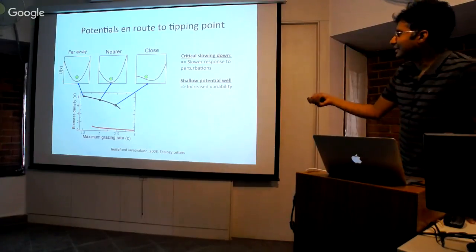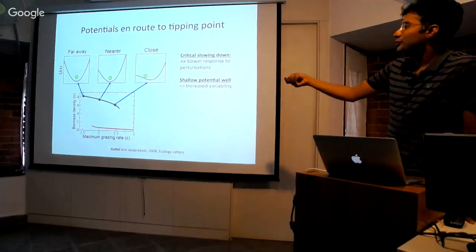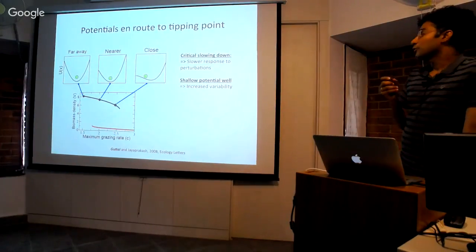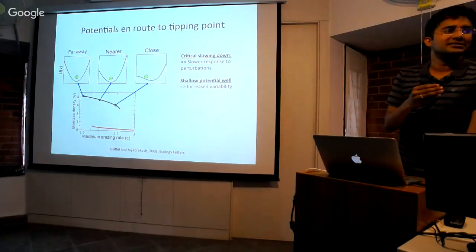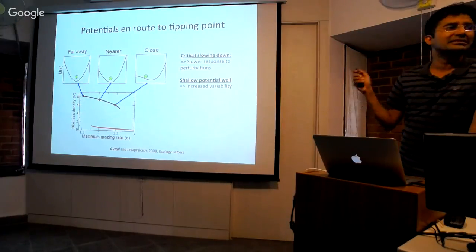Okay, the fact that we have increased variability near these critical points, we can actually use that as an inference to say I'm probably approaching these critical points.